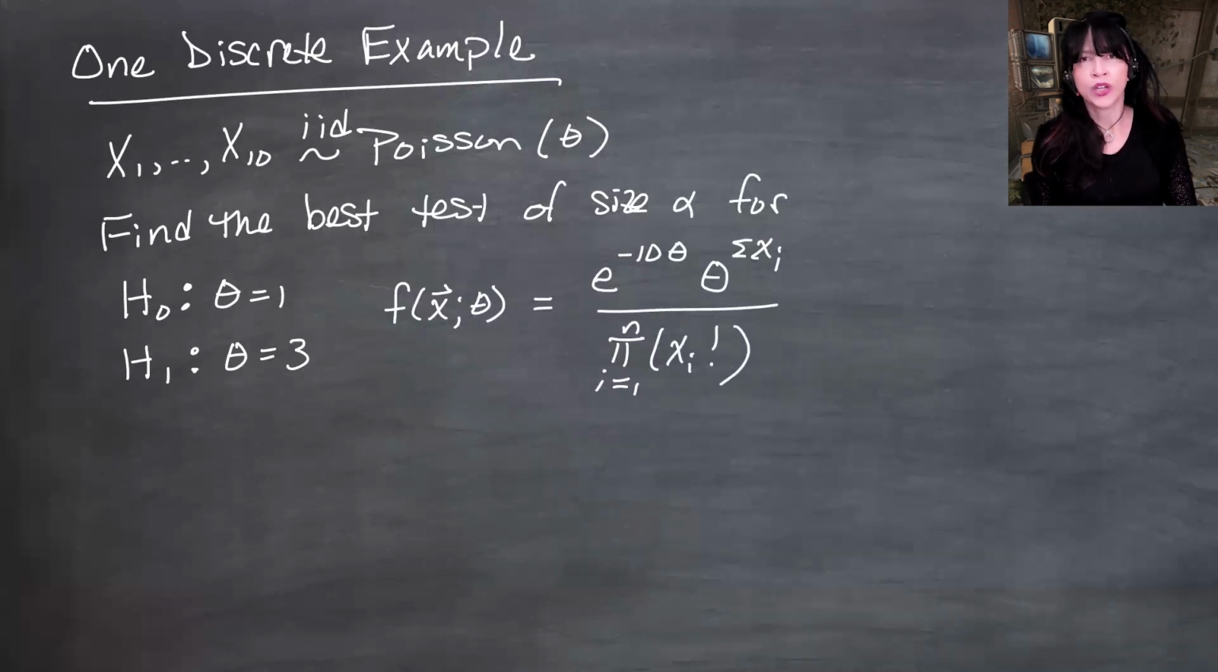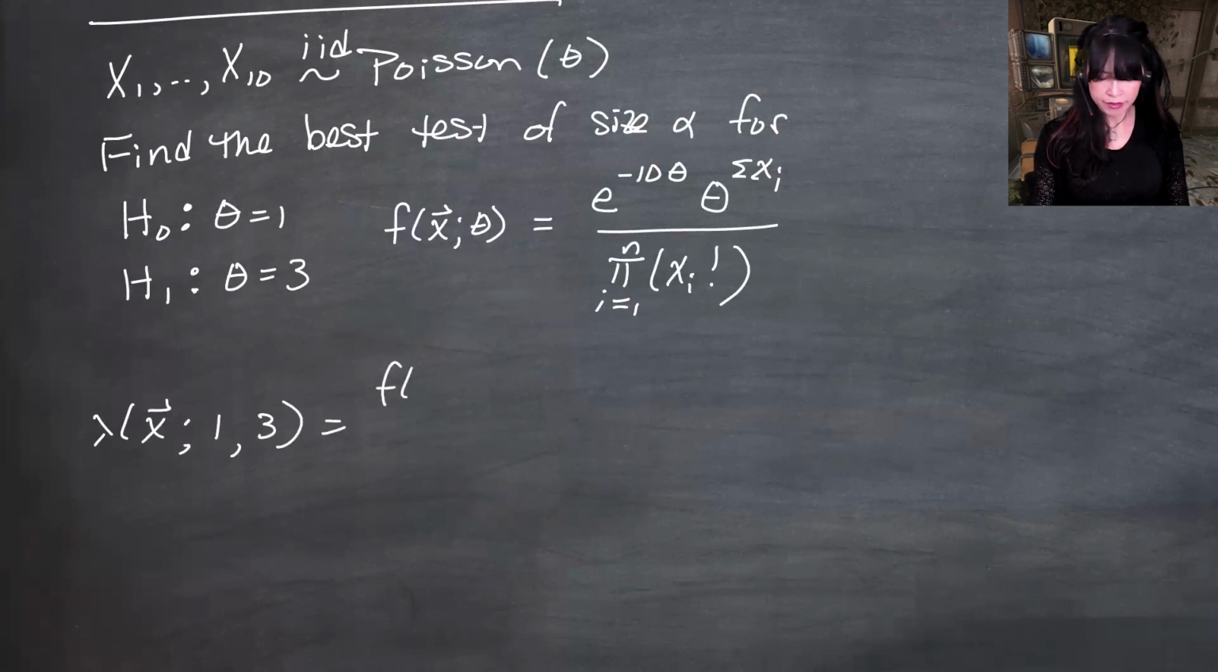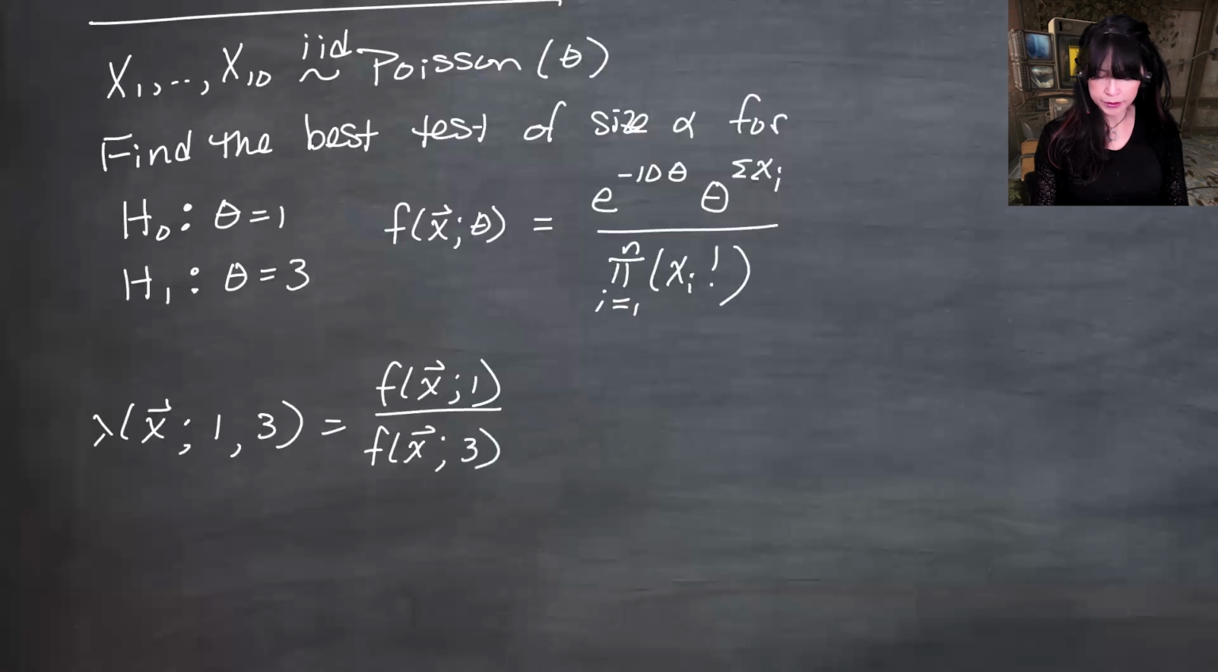And the x's that can go in here are non-negative integers, 0, 1, 2 on up. I'm going to try to apply the Neyman-Pearson lemma here. So I'm going to look at the likelihood ratio, with a 1 and a 3. In other words, the joint PDF with theta equals 1 in the numerator and the joint PDF with theta equals 3 in the denominator. Now, this does not involve theta.